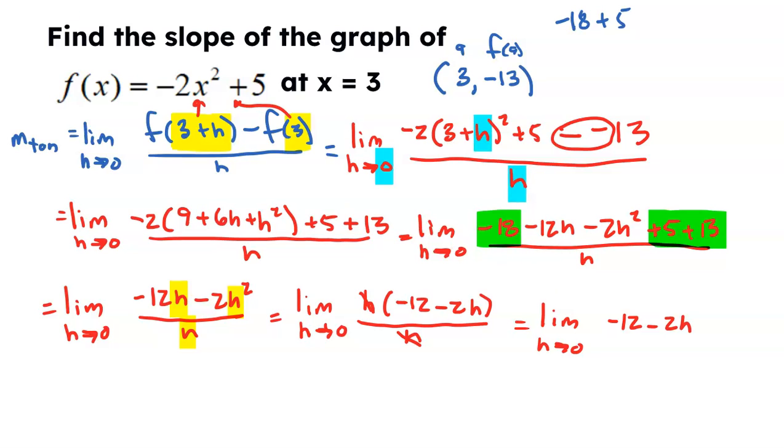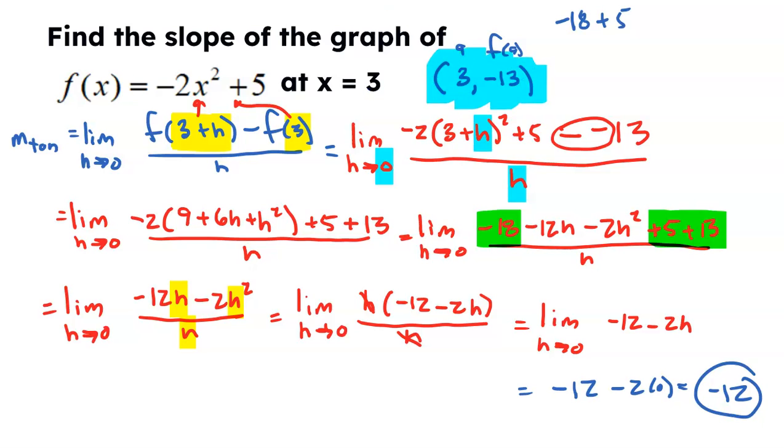Okay, now let's try direct substitution. Let's actually plug 0 in for h. I get negative 12 minus 2 times 0. And that does not yield 0 over 0. That yields a negative 12. So there's my final answer. On this function, at an x value of 3, more specifically at the point (3, negative 13), the slope of the tangent line is negative 12.